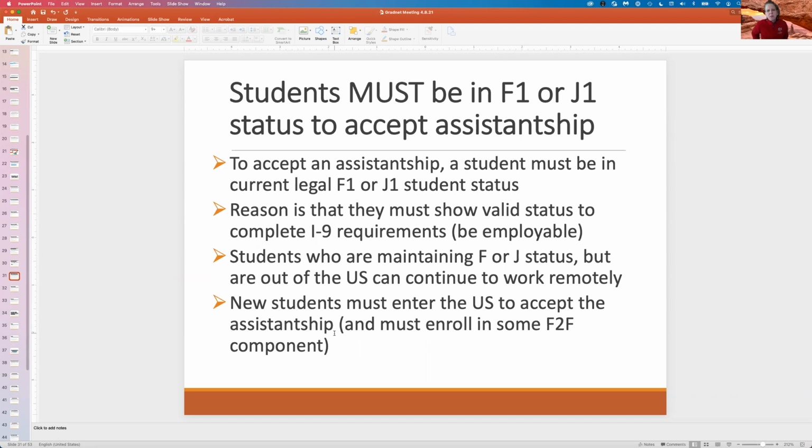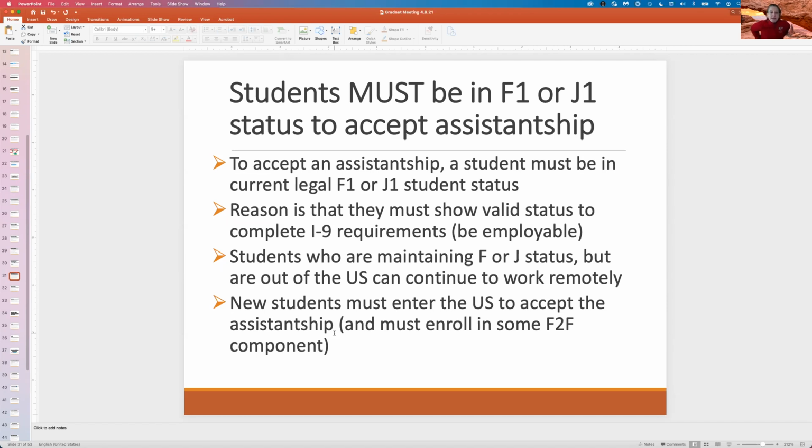One thing that is really important for you all to know is that to accept an assistantship, a student has to be here, has to have started here. In other words, they have to be in legal F1 or J1 student status. And the reason is that they have to show valid status to complete the I-9 requirements. And Marissa might be able to answer questions about these. The I-9 requirements right now, they're allowing virtual verification of documents, but they are projecting to go back to in-person verification for I-9 to be employable.